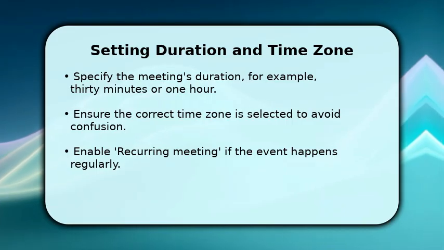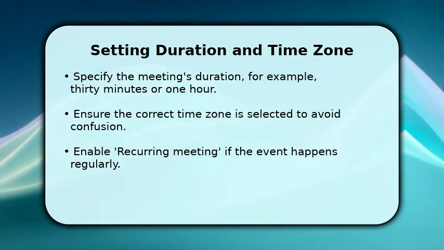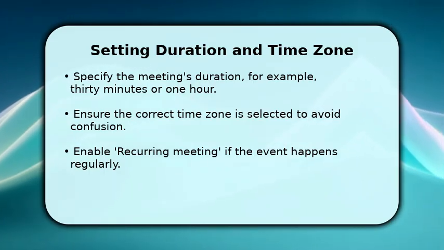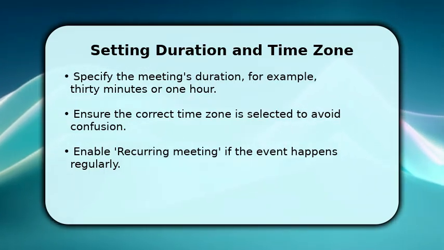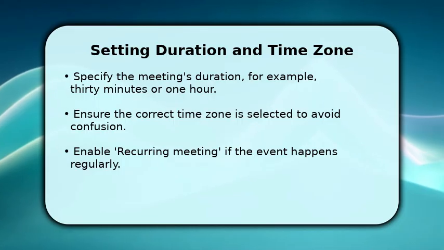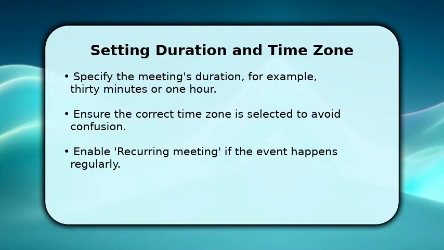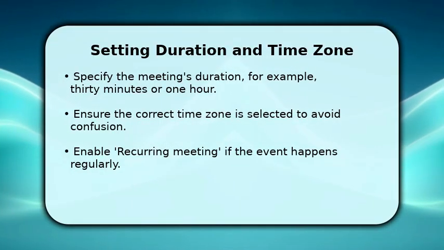It is crucial to ensure the correct time zone is selected to prevent any scheduling confusion for participants across different regions. If your event happens regularly, enable the recurring meeting option. You can then adjust the recurrence patterns, such as daily, weekly, or monthly, to fit your schedule perfectly.